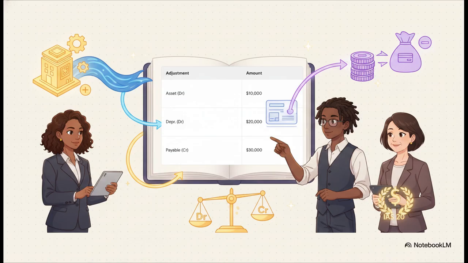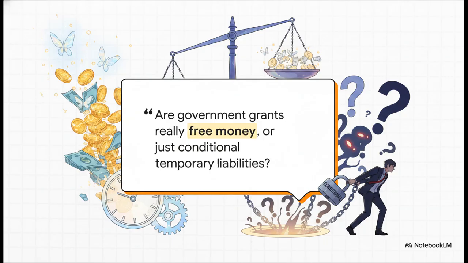To wrap up this explainer, I want to leave you with this provocative thought to ponder. Are government grants really free money, or are they just highly conditional temporary liabilities waiting for a misstep? By mastering this entire life cycle, from the strict two-factor recognition all the way to the gymnastics of a net method refund, we've taken a notoriously dense accounting standard and turned it into a highly logical story.